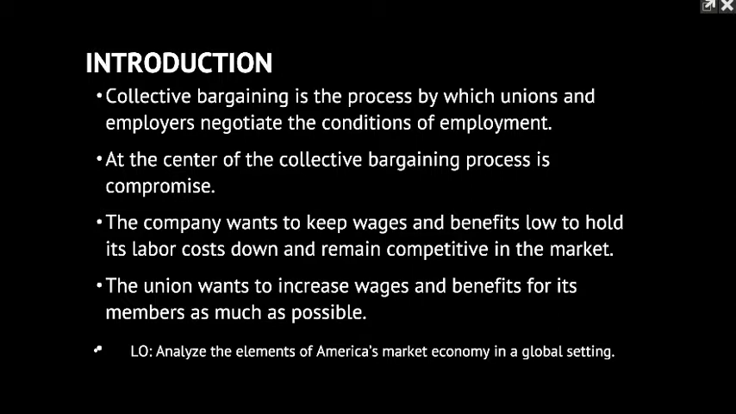Collective bargaining is the process by which unions and employers negotiate the conditions of employment. At the center of the collective bargaining process is compromise. The company wants to keep wages and benefits low to hold its labor costs down and to remain competitive in the market. The union wants to increase wages and benefits for its members as much as possible. Now, of course, this puts them naturally at odds.